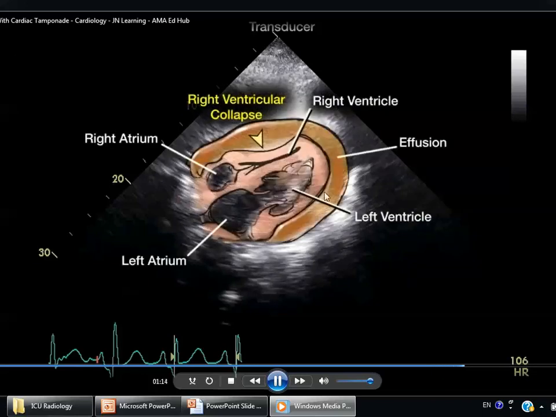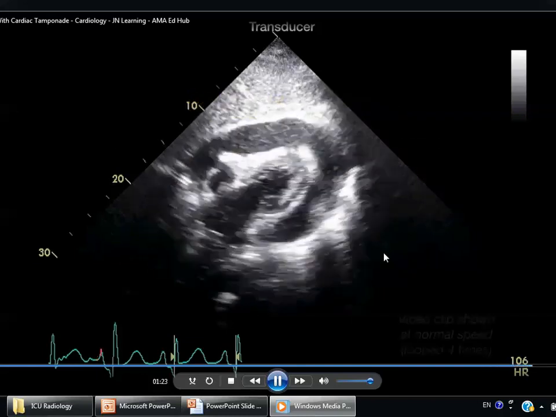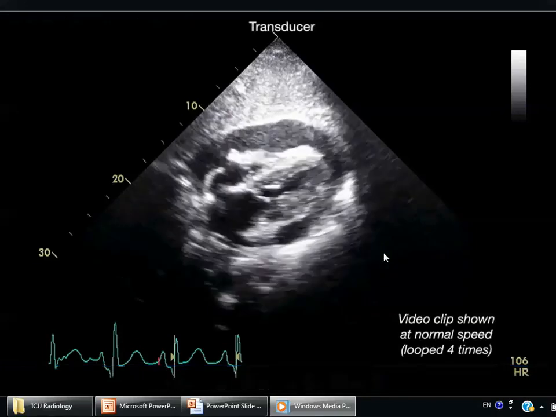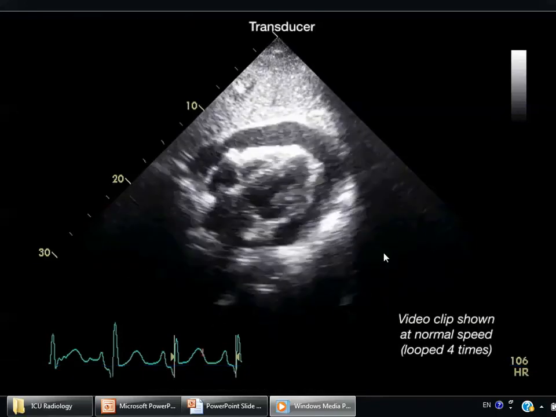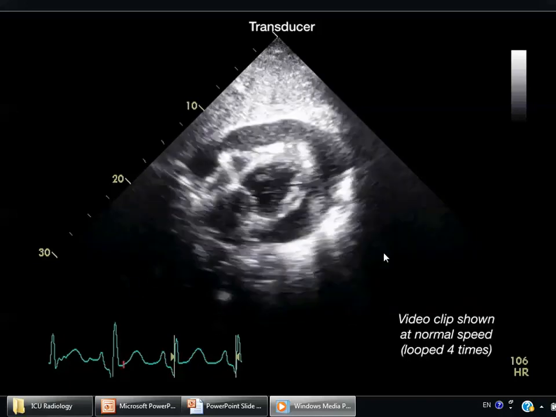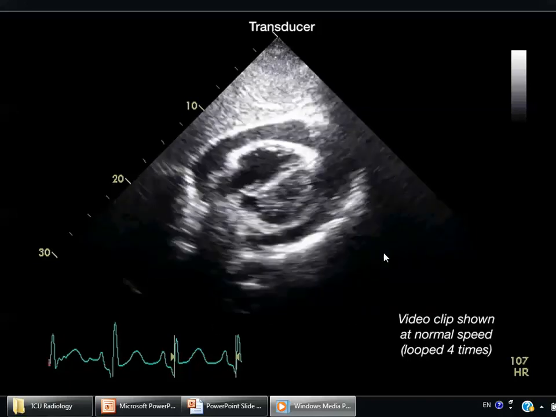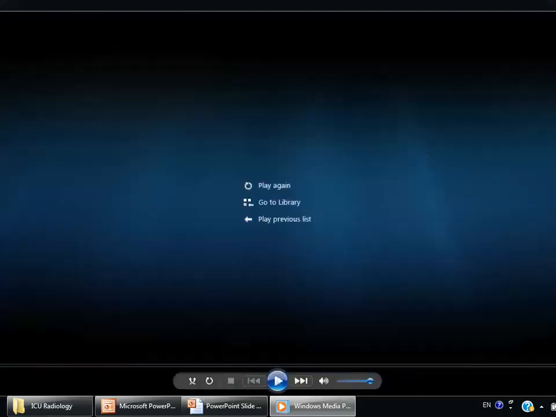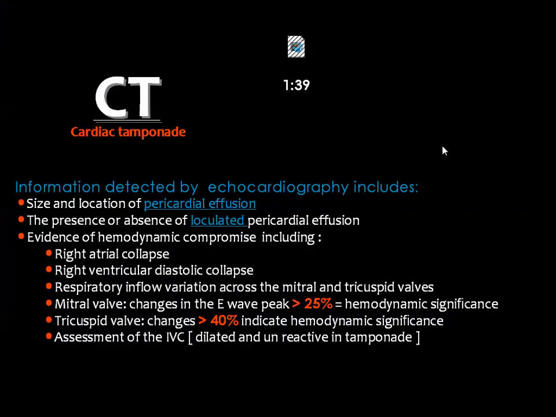In here you can see almost total right ventricular collapse, and on the left side you see some distension of the left atrium, and also look carefully at the right ventricle, how it cannot expand in a similar way to the left ventricle. And here you can see, this is one of the best diagnostic criteria for cardiac tamponade.